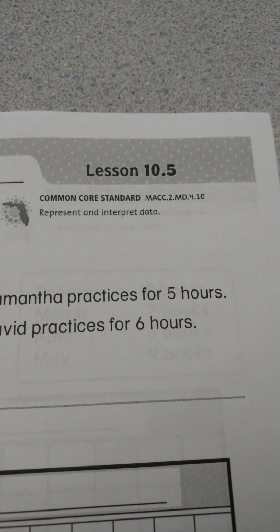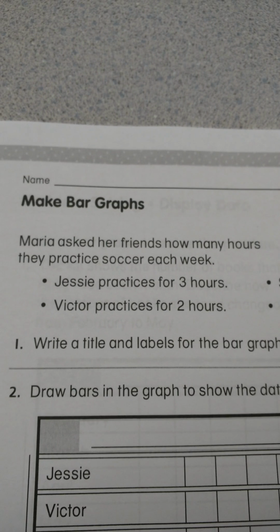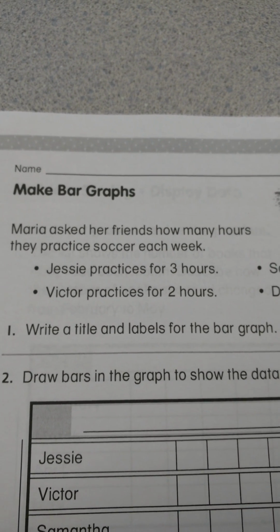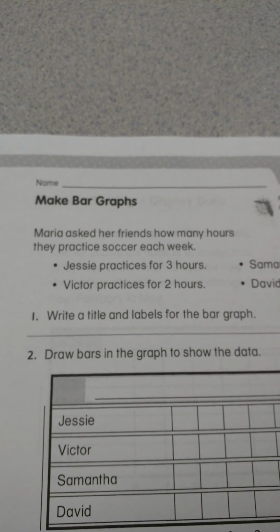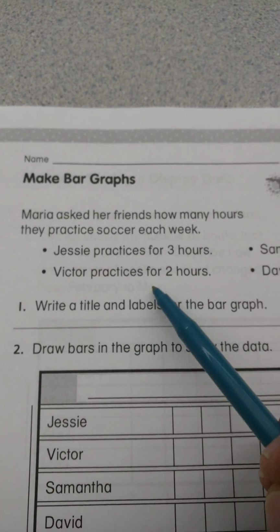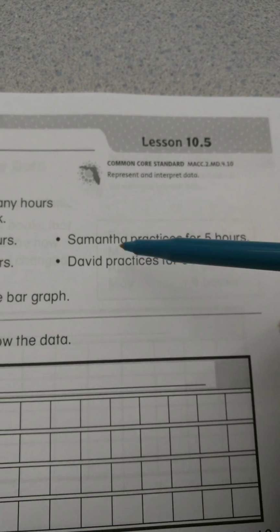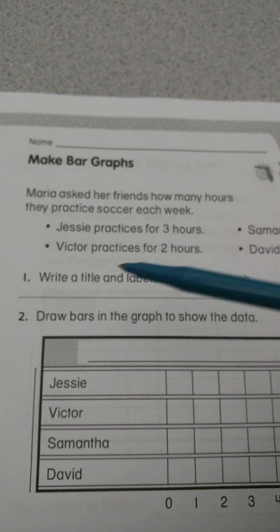It's the second grade Go Math lesson 10.5, and today we're going to make bar graphs. It says Maria asked her friends how many hours they practice soccer each week. Jesse practiced for 3 hours, Victor 2 hours, Samantha practiced for 5 hours, David for 6 hours.